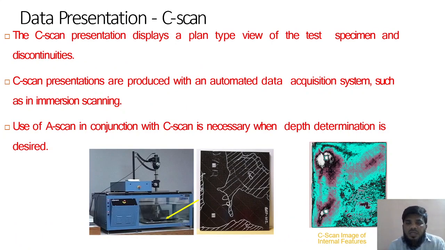So the data presentation for C scans. The C scan presentation displays a plan type view of the test specimen and the discontinuities. The C scan presentations are produced with an automated data acquisition technique such as immersion scanning. Use of A scan in conjunction with C scan is necessary when depth determination is desired. For example, this is the C scan.